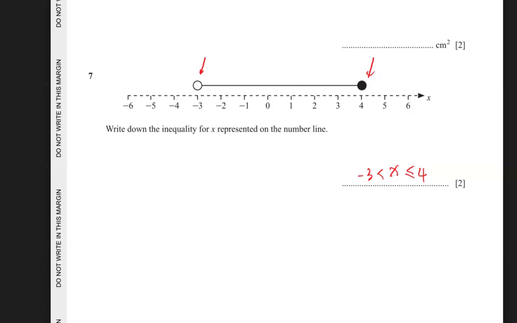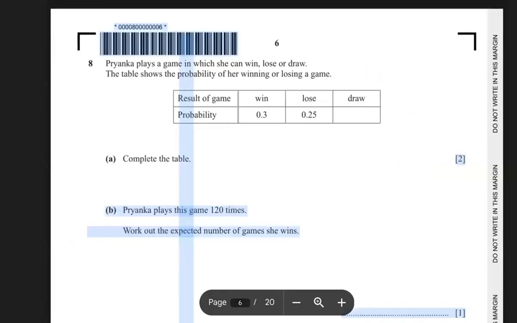Okay. Yeah, not much to say about this. Let's move on. Question 8.